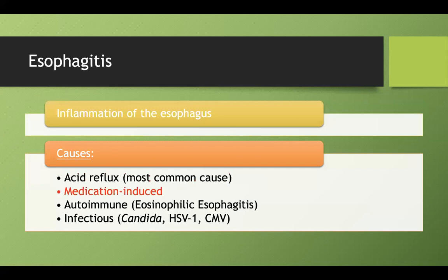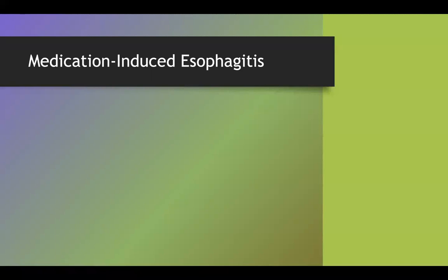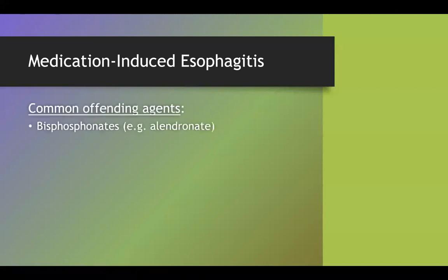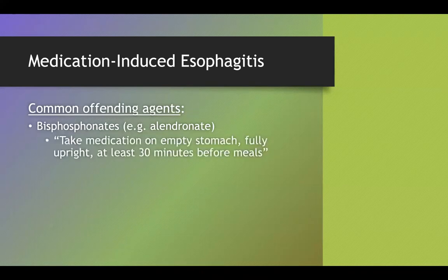Most common cause. You can get medication-induced esophagitis, and some of the important medications to know are bisphosphonates. They like to test that bisphosphonates, like alendronate, which are often used to help strengthen the bones in women with osteoporosis. If you ever look at the package insert on bisphosphonates, it makes it so where you have to take it on an empty stomach and you have to be fully upright and you have to take it before meals, at least 30 minutes. And all of that is because they don't want to make the esophagitis worse while you take it.